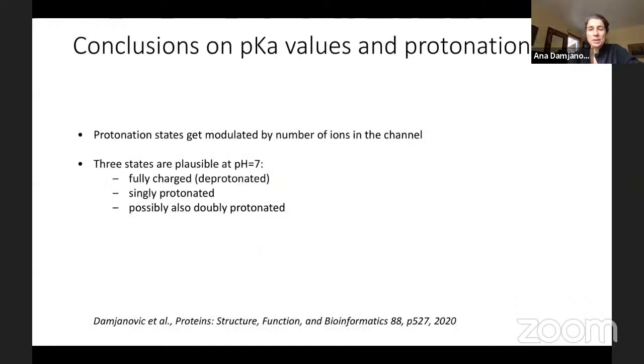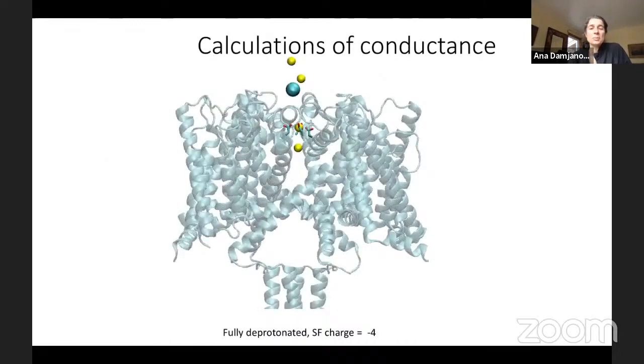So in conclusion on this part, the protonation states in the selectivity filter get modulated by the number of ions in the channel. In a way, there is a competition between ions and protons, and three different states, fully deprotonated, singly protonated, and doubly protonated, are possible. The next step was to look at the conductance for different protonation states.